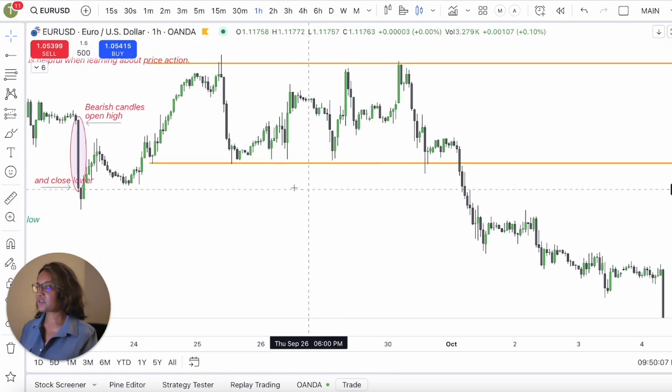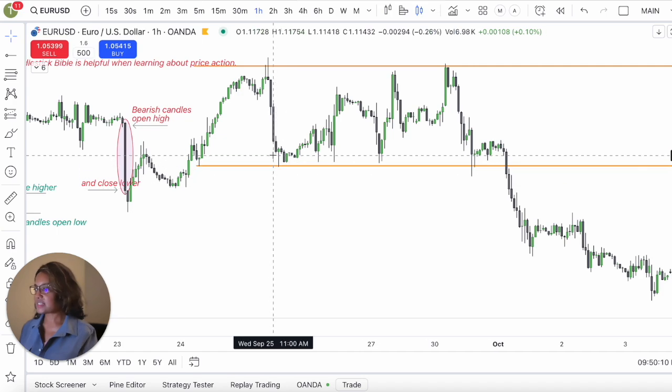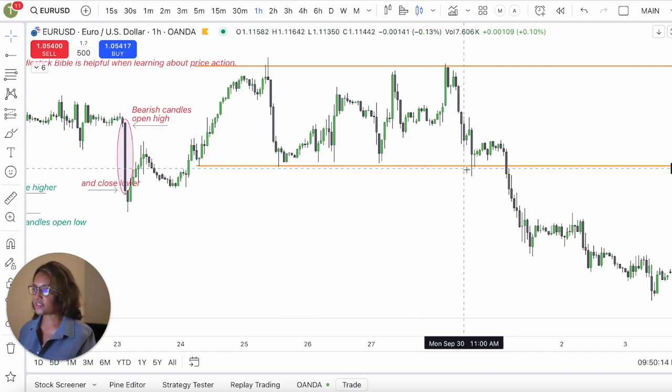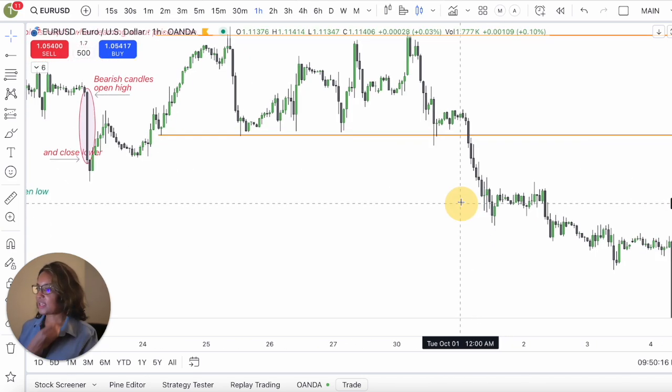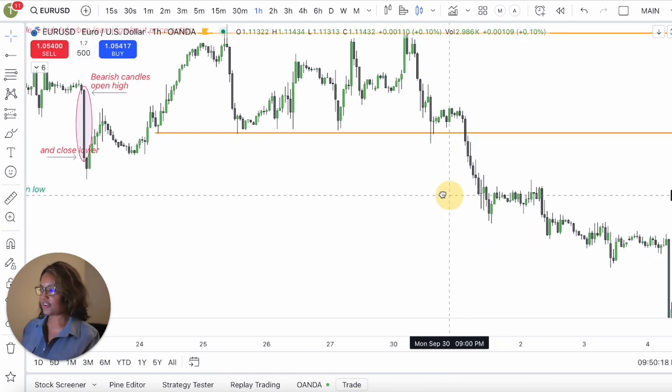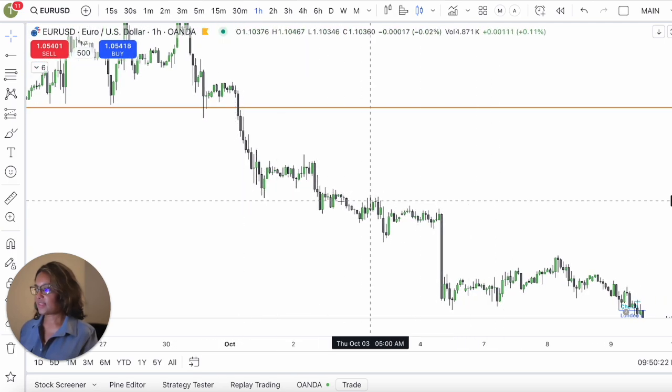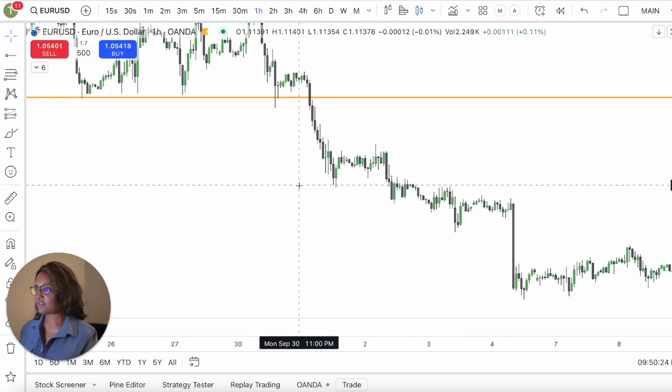It's great to use wicks. These little areas here, these little straight lines that are coming off these candles are called wicks, just like the wicks of a real candle. When you see lots of those, and you can find places where lots of those touch, then that's a great place to draw an area of support and resistance.